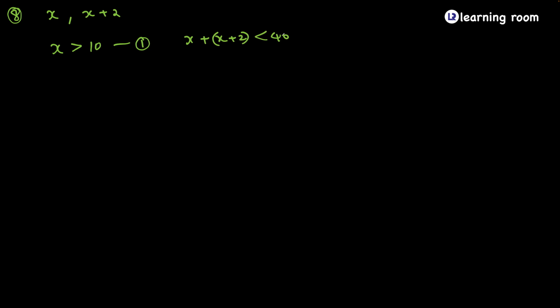Did you understand why I wrote it in bracket? So what will happen? It will be 2x plus 2 is less than 40. So 2x is less than, subtracting 2 on both the sides, it is 38. So x will be less than 19. So x should be greater than 10 and x should be less than 19. So basically x should belong to 10 to 19, okay, but I should not write it like this because they only spoke about natural numbers, right? So I should not write it in this way.